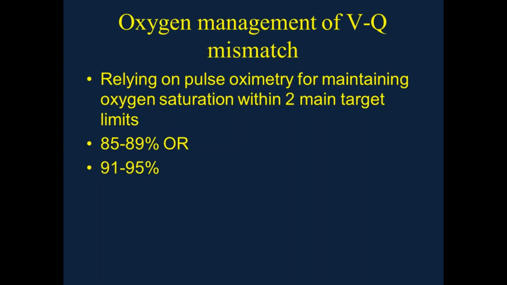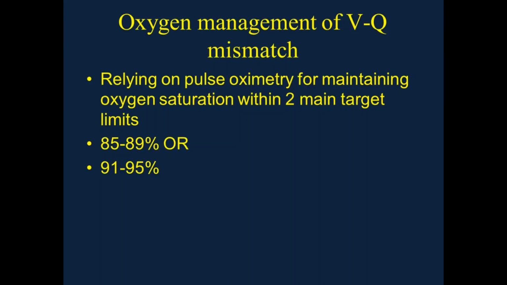Oxygen management of VQ mismatch: relying on pulse oximetry for maintaining oxygen saturation within 2 main target limits. All over the world, there are some units considering a low target saturation, but these units do not exist nowadays. They are more considering higher oxygen saturation. Most of the units all over the world use 85 to 89% or 91 to 95%.